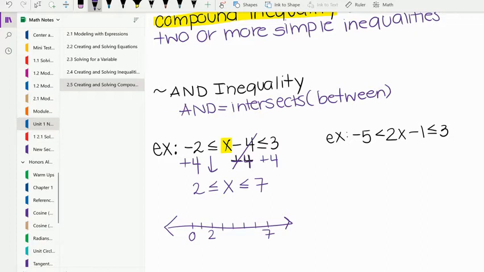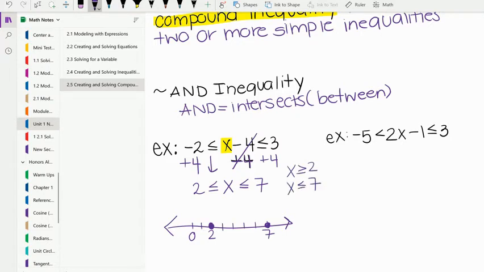So to show that it's including or equal to, I'm going to do a closed circle at 2 and a closed circle at 7. If the inequality signs confuse you, you could always just write them separately. So I'm drawing it facing the x for the 2, and then it's away from the x for the 7.